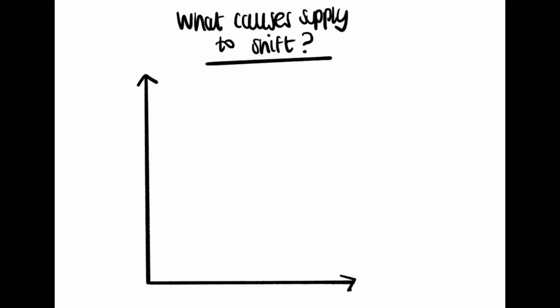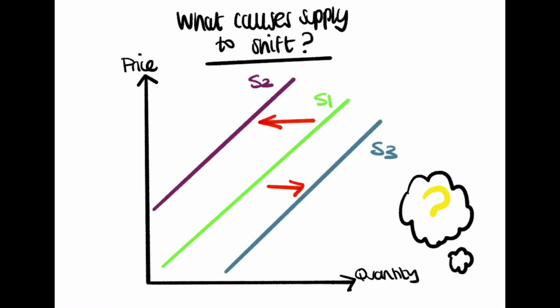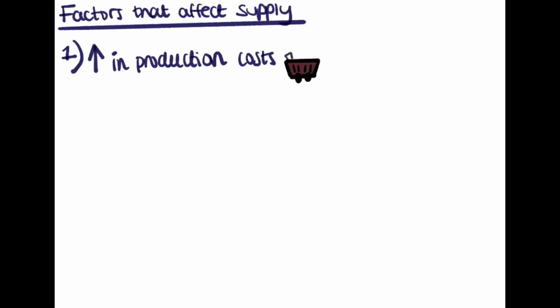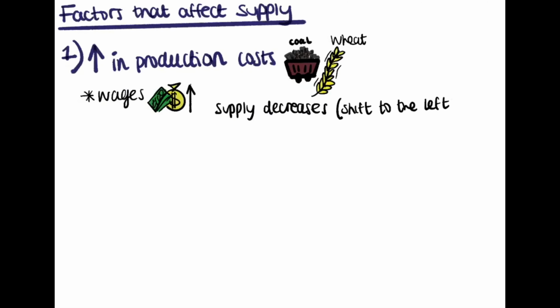Let's take a closer look at some of the factors that affect the supply curve. One of the main factors that would cause a shift in the supply curve is a change in the supplier's production costs. If there was an increase in the cost of raw materials, such as coal and wheat, the amount of goods and services producers are willing and able to offer would decrease. We would see the supply curve shift to the left. If wages were to increase, this adds to the producer's cost of production and also causes supply to decrease.